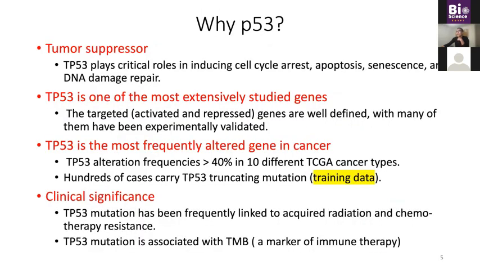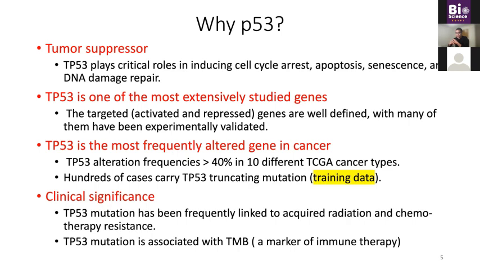So why do we select P53? First, P53 is a tumor suppressor and is very critical in the cell cycle, apoptosis and DNA damage repair. And also P53 is one of the most extensively studied genes in the literature, and the target genes of P53 have been well defined. Many of them actually are validated experimentally in either cell line or mouse models.